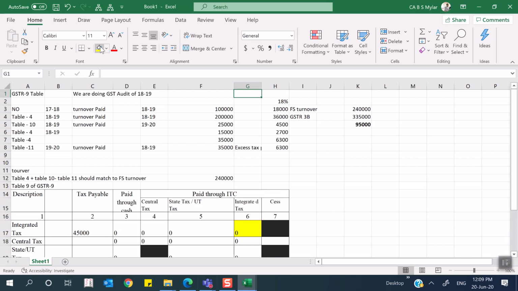Turnover paid in 1819. It will auto populate. Total 1819. 1 lakh, 1 lakh, 2 lakh, 35,000. 10%.